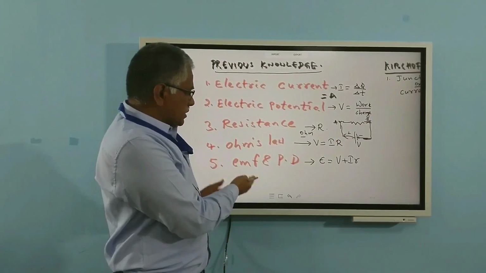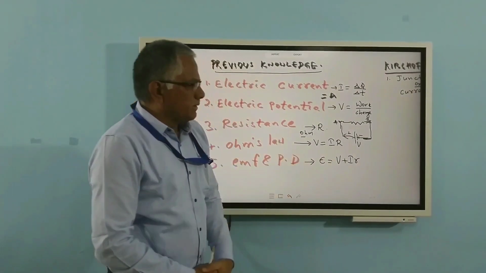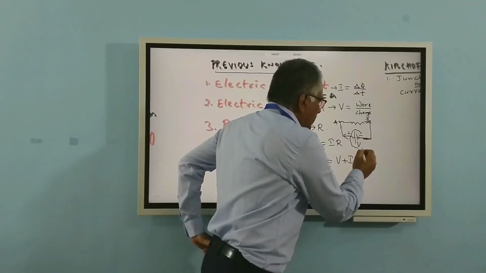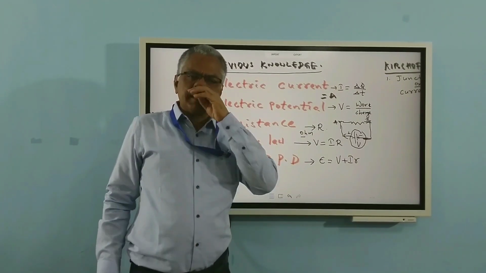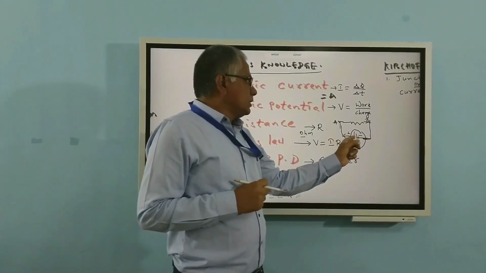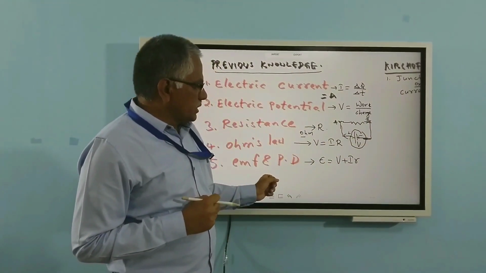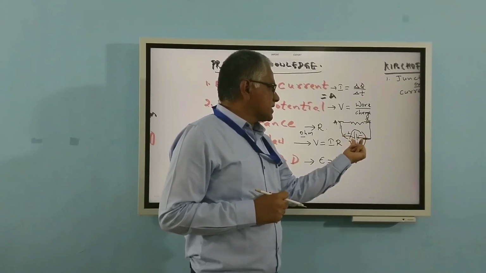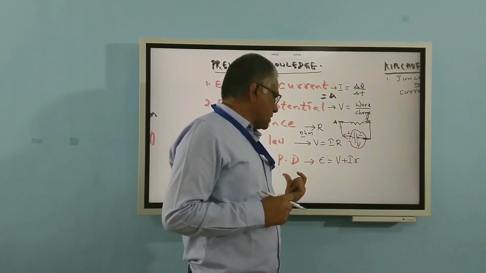One more concept we must know before starting this chapter is the electromotive force and the potential difference. Electromotive force is the force that is in the cell. The electromotive force of a cell is nothing but the energy provided by the cell to the circuit, to the resistors in the circuit. That is the electromotive force. Now, potential difference is the terminal voltage across the cell, or the potential difference between two ends of the resistor. That is the potential difference.